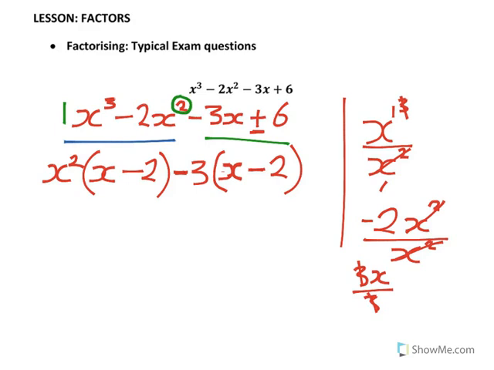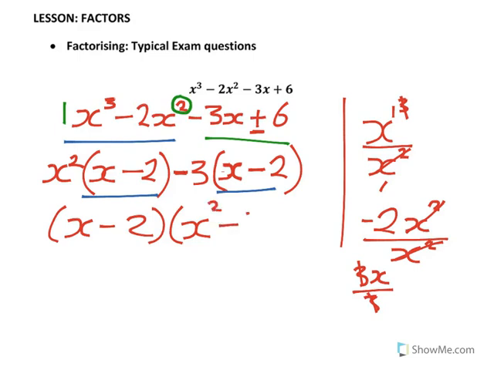Now have a look. You have got x minus 2 on both sides. Hence you can write the first one is x minus 2, one of the brackets, and then you have got outside the bracket x squared minus 3. Well, 3 doesn't have a square, so this becomes your final answer.